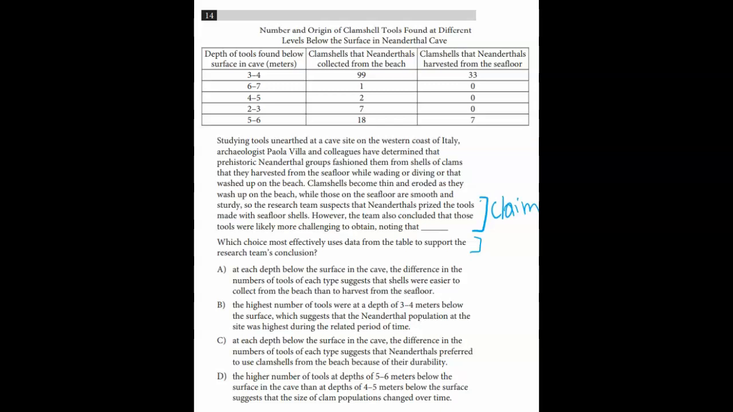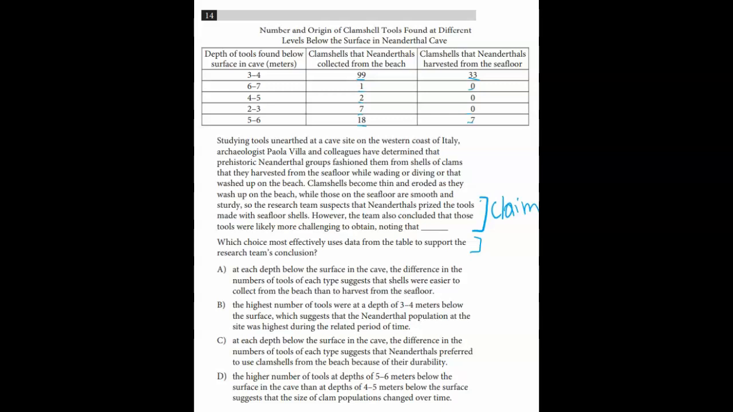Cool. Clam shells that Neanderthals collected from the beach. So at 3 to 4 meters, it is way more clam shells. So at 6 to 7 meters, there was one clamshell found at the beach and none from the seafloor. At 4 to 5 meters, two from the beach and none at the seafloor. At 2 to 3 meters, seven from the beach and none at the seafloor. In that 5 to 6 meters, you had 18 from the beach and seven from the seafloor.